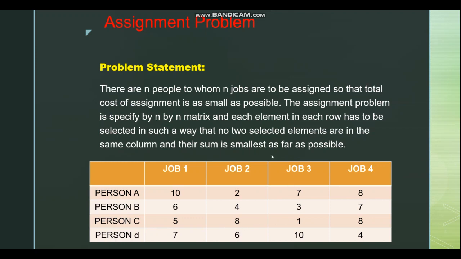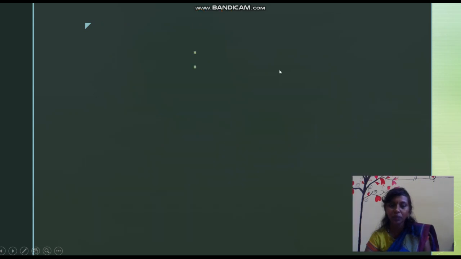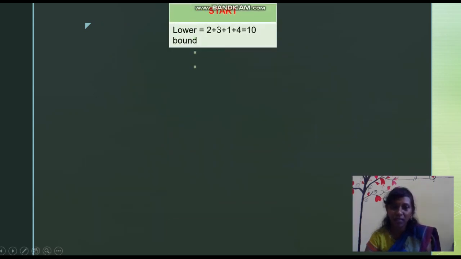See, this is the problem given to us. Let's see how to solve this problem by using a branch and bound technique. First we have to create a single node which has the minimum value of all these. We start with a lower bound in this assignment problem, because the problem has to yield a minimum value. So we are doing the calculation based on our lower bound.